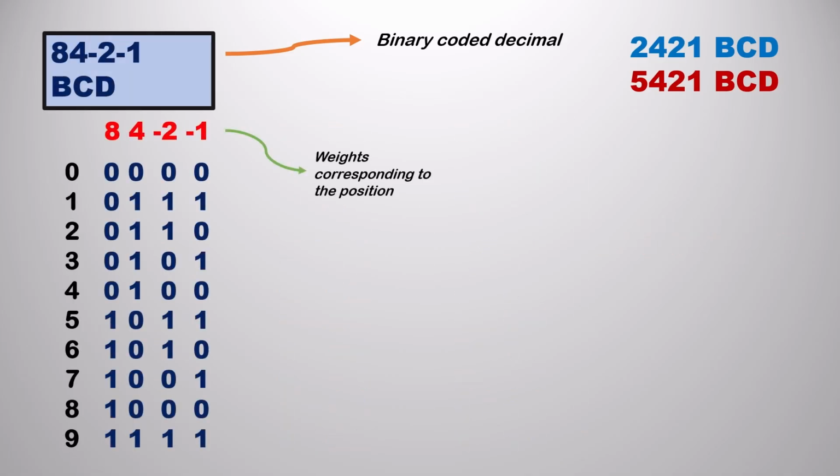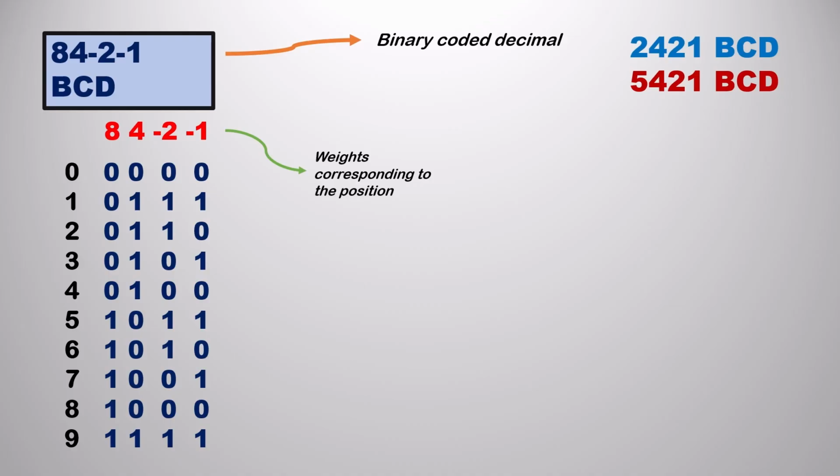We have another type of representing binary coded decimal or binary codes. That is negative weighted, meaning the weight corresponding to a position is negative. As you are seeing there, 8, 4, minus 2, minus 1, this is the negative type of weighting. If you want any digit, like 9, you add 8 plus 4 plus minus 2 plus minus 1, which gives you 9.